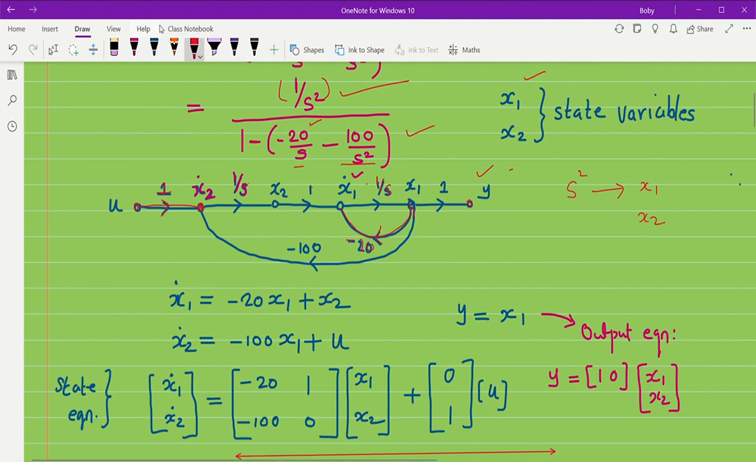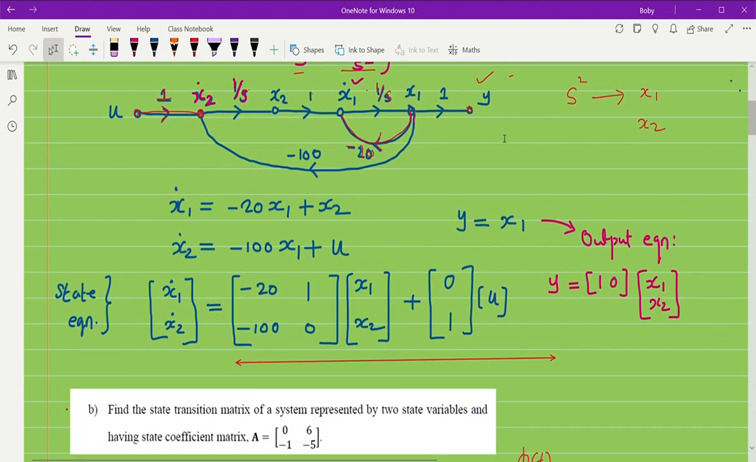Now after drawing the signal flow graph, the next step is to find the state equations. How to obtain the state equation? State equation x1 dot: you can see this is x1 dot. x1 dot is equal to what? That is minus 20 times x1 plus x2. From the left, there are two paths coming down to x1 dot, and x1 dot is the sum of these two. So x1 dot is equal to x2 times 1 plus minus 20 times x1.